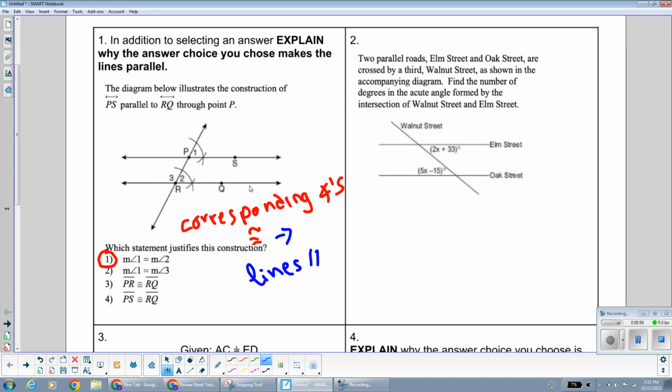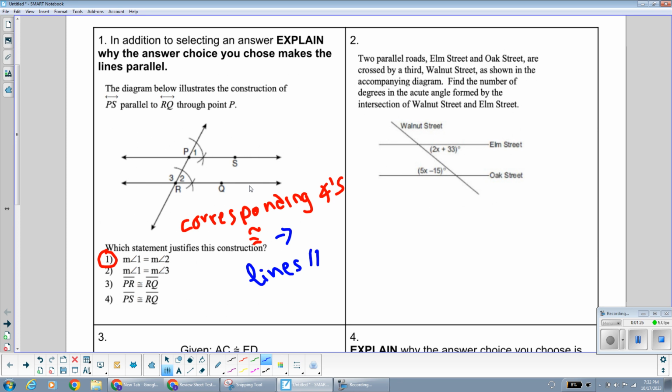Remember, any angle relationship that is true when lines are parallel could also be used to prove the lines parallel. For example, showing that alternate interior angles are congruent could also prove the lines parallel. Showing that same side interior angles are supplementary could also prove the lines parallel. Here, we just have corresponding angles, but that does in fact make these lines parallel to each other.